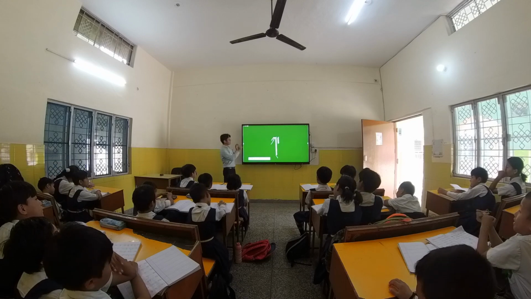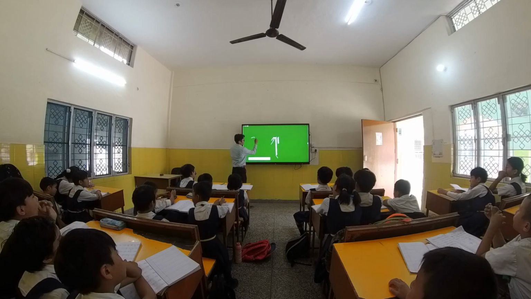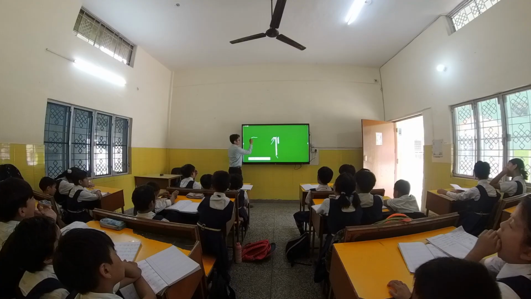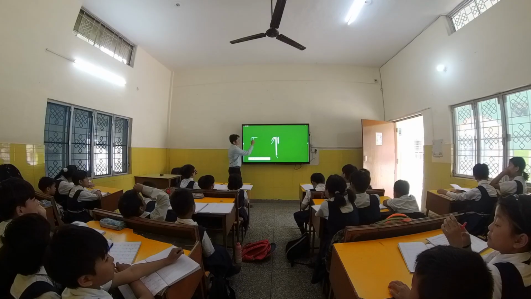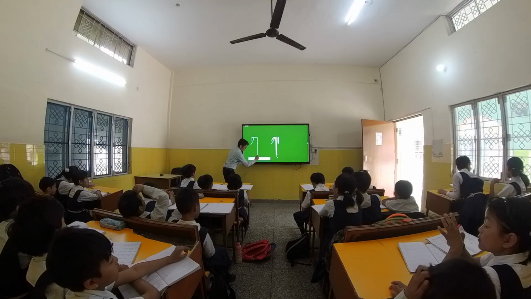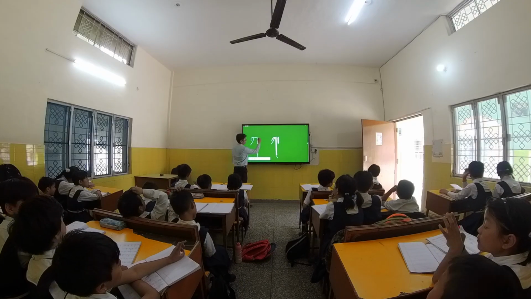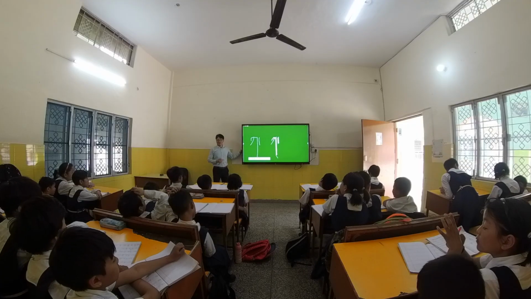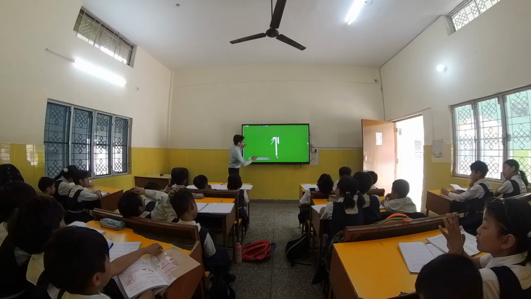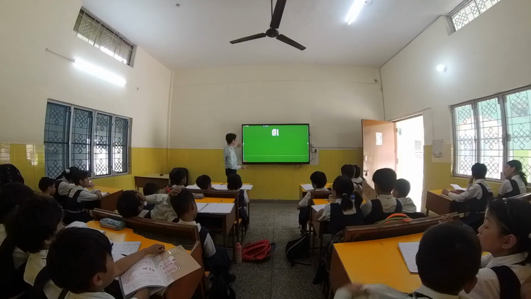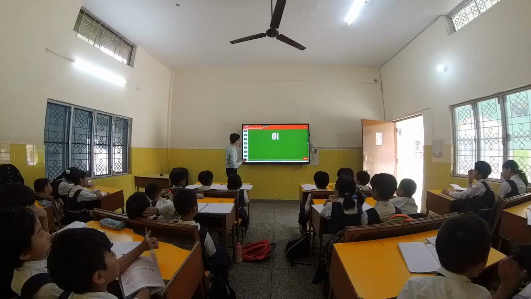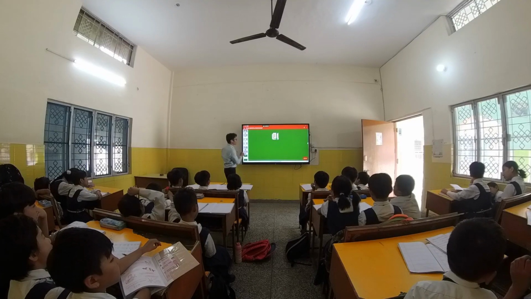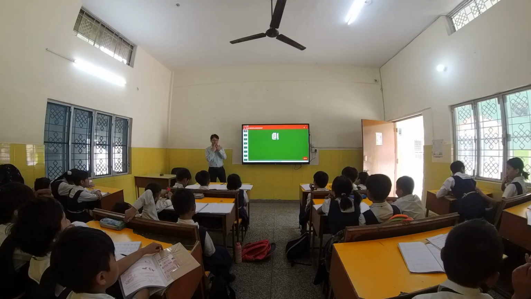I'm teaching you again. See, a cap and one short line, a slanting line, and a long tail. This is the leg of ka. I hope you all have understood. Now let's go to the next ka. Ka kamba, ka kawa.